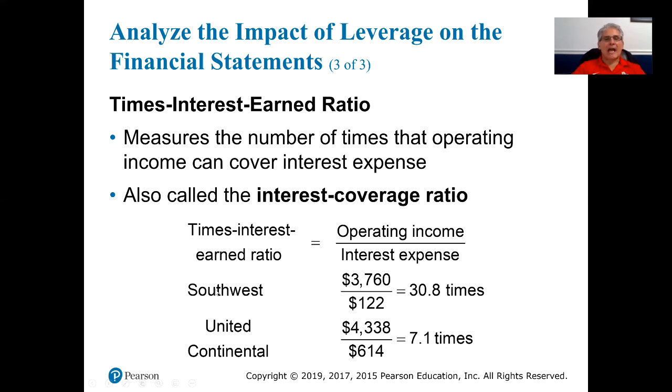So again, we would feel safer with Southwest because their operating income is generating 30.8 times what they need to pay in interest expense, while United Continental is generating 7.1 times of income compared to what they pay in interest expense.